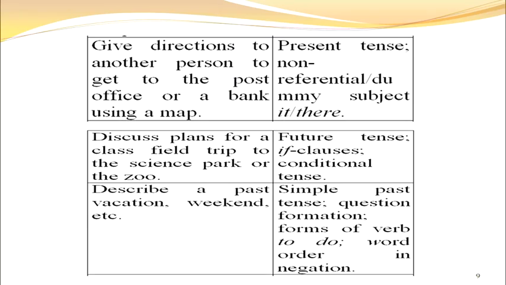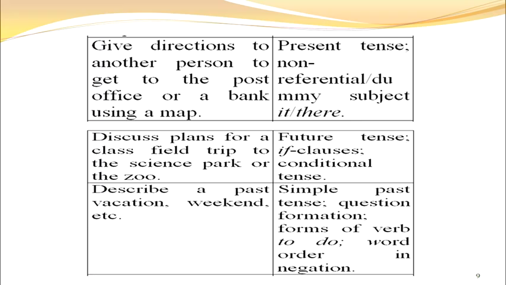Another situation can be giving directions to another person to get to the post office or a bank using a map, and this will give you a chance to talk about present tense, non-referential or dummy subject like it and there, as in it rains, there was a man, etc. Next, you can discuss plans for a class field trip to the science park or to the zoo, and this will give you a chance to talk about future tense, if clauses, conditional tense, and so on.